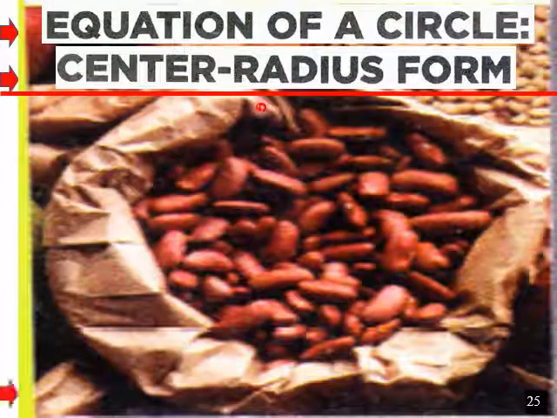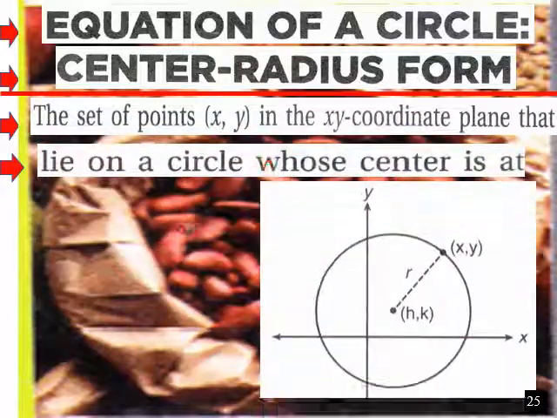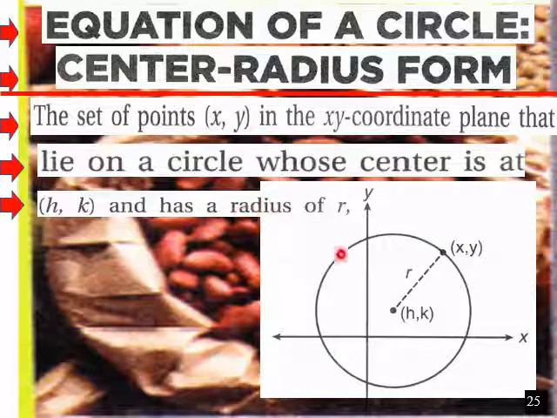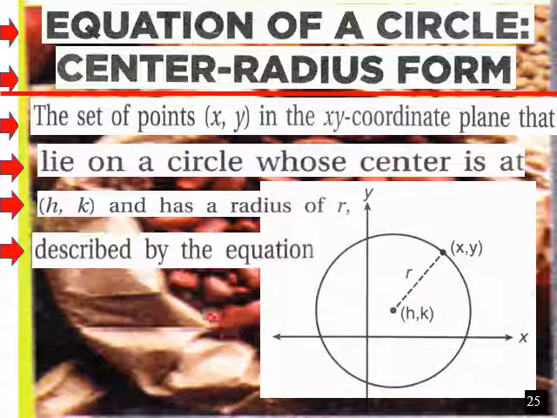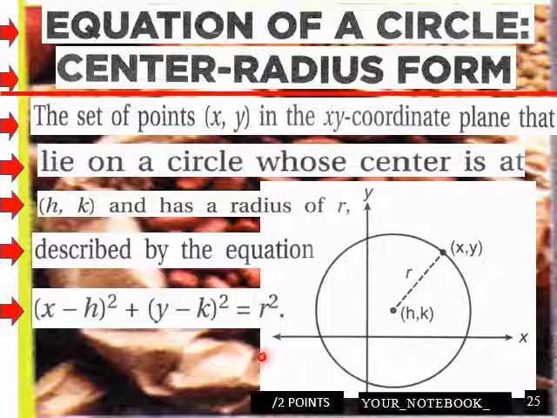Equation of a circle, center radius form. The set of points (x, y) in the xy coordinate plane that lie on a circle whose center is at (h, k), with r as your radius, is described by the equation (x minus h) squared plus (y minus k) squared equals r squared. There's your equation of a circle with its center at (h, k).